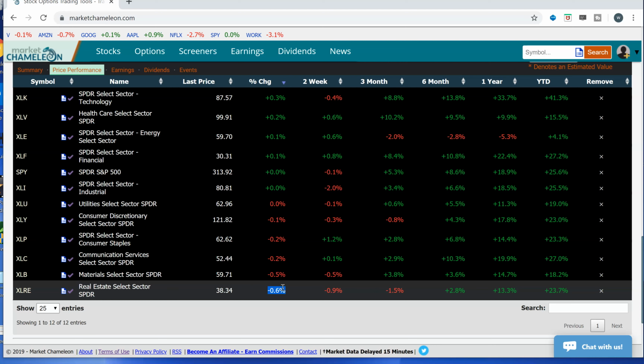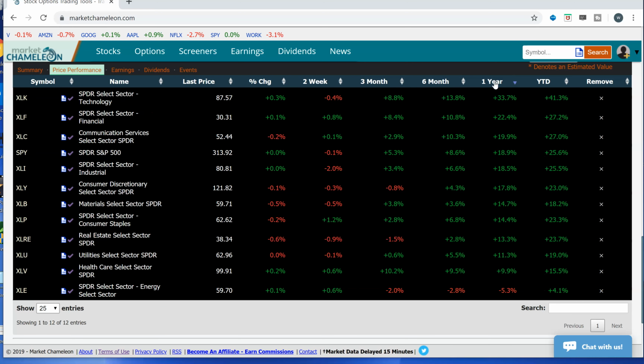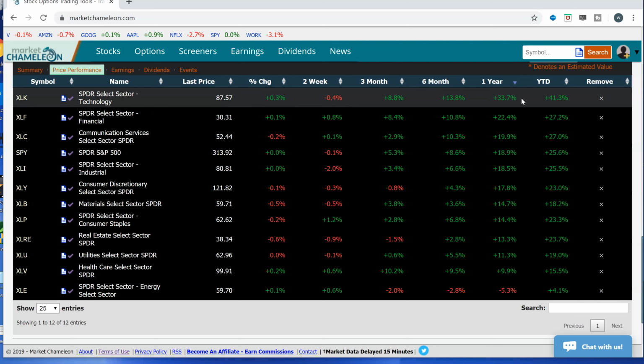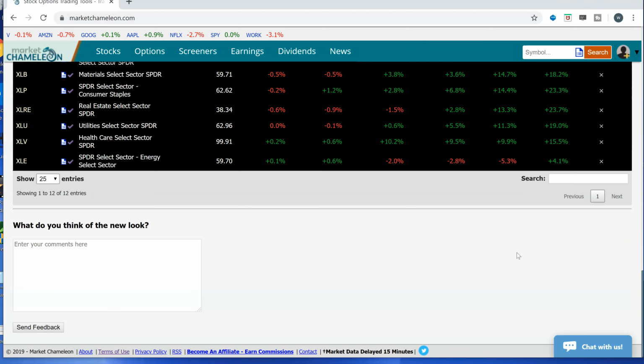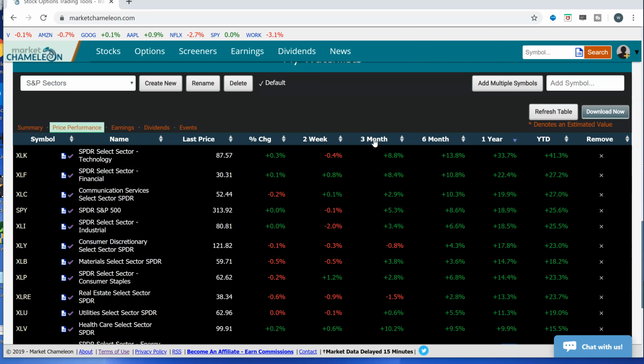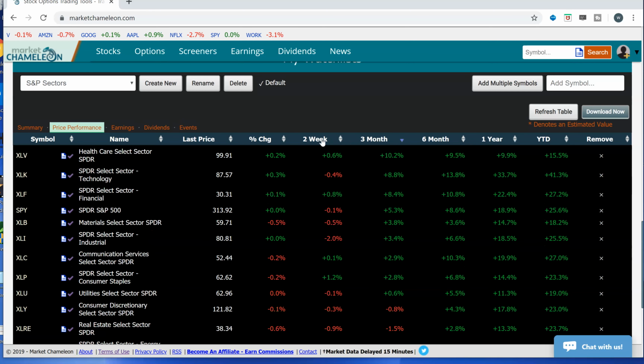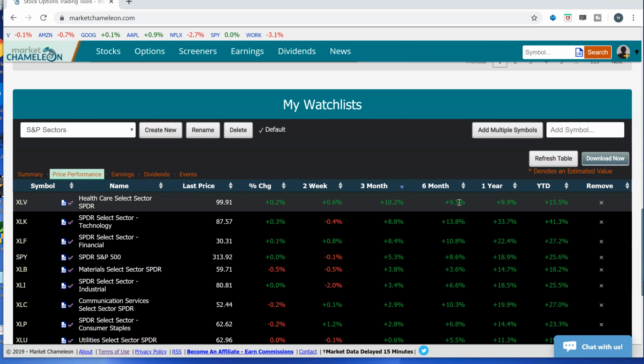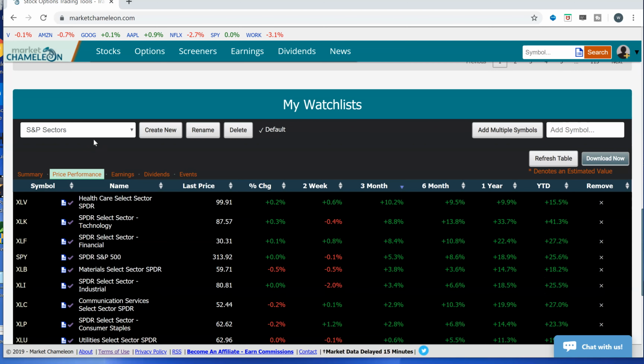Or if you wanted to see just for different time periods, like in the last year, we see that the technology sector over here has performed really well, up 33%. And out of the sectors, we could see here that the energy sector has really lagged. It's down actually 5.3% for the year. And of course, you could do that in the last 3 months, 2 weeks. You have all these options over here.